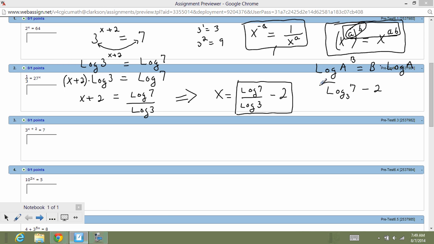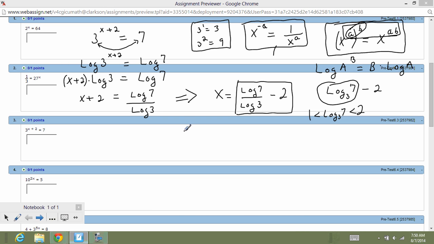This number right here, log of 7 base 3 or log 7 divided by log 3, it should be clear to anybody again because 3 to the first is 3 and 3 to the second is 9. This number right here is between 1 and 2, right? Because the log of 3 base 3 is 1 and the log of 9 base 3 is 2. This number has got to be between 1 and 2. And it's, again, based on this exponential concept.